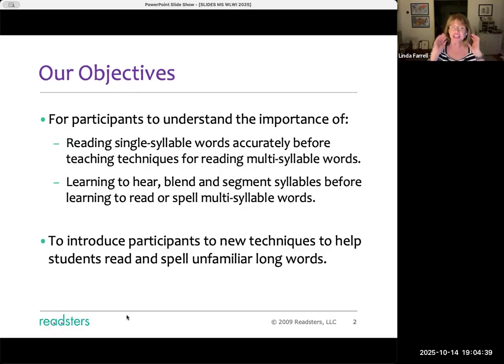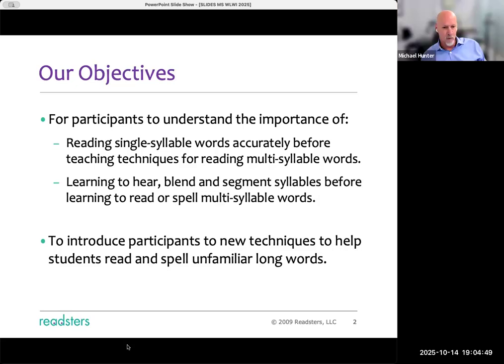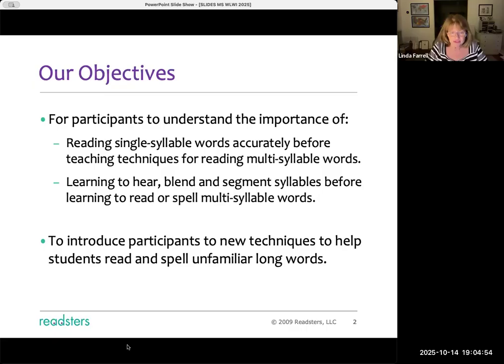And then we're going to get into new techniques to help students that will make it easier, we hope, for you to teach your students how to read multisyllable words. And we will also talk about spelling multisyllable words at the end. We have a fun video on that.